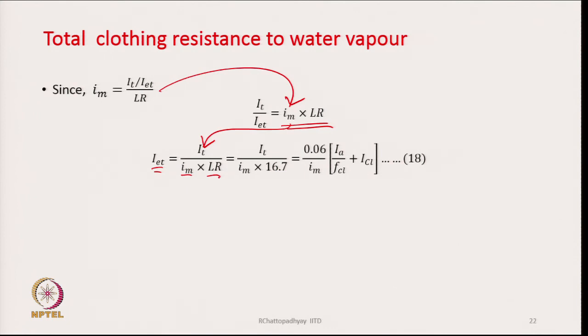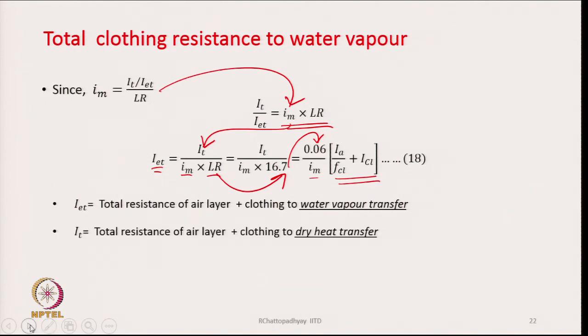Now, what we do? We put the value of Lr here, 16.7. It is not actually the same equation, it is written in a different way, and 1 upon 16.7 becomes 0.06. So, it becomes 0.06 by Im, and It we have already calculated. This whole term Ia by epsilon plus Icl is equal to It, the total resistance of the clothing including the air layer, and therefore, Iet has become this much, equation 18.